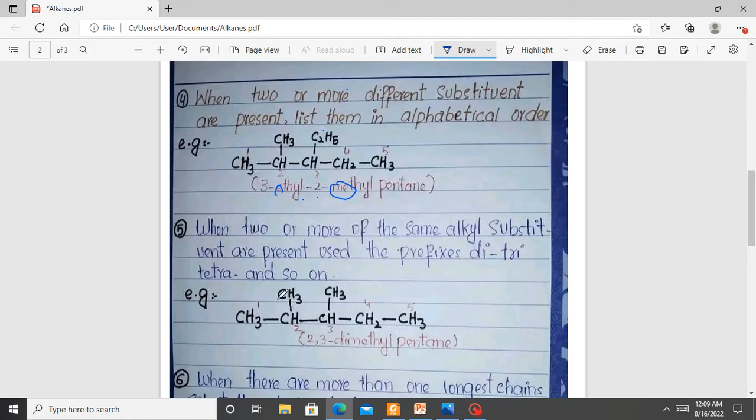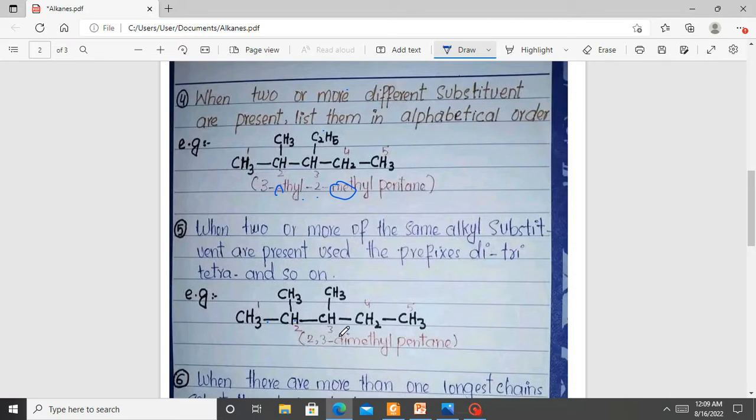So since there are two, we use the prefix di, and we indicate their positions. So here's carbon 1, carbon 2. The first one is on carbon 2, the next one is on carbon 3. So it becomes 2,3-dimethyl pentane.